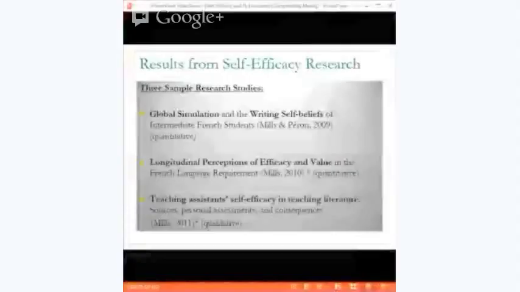So the first one is the global simulation and the writing self-beliefs of intermediate students. The second one is longitudinal perceptions of efficacy and value. And then the third is teaching assistant self-efficacy and teaching literature. Two quantitative studies and one qualitative.